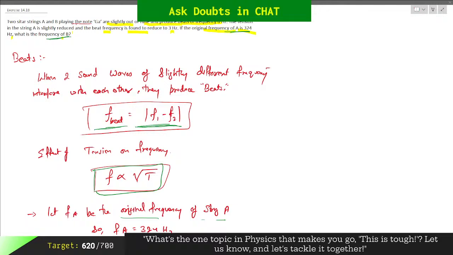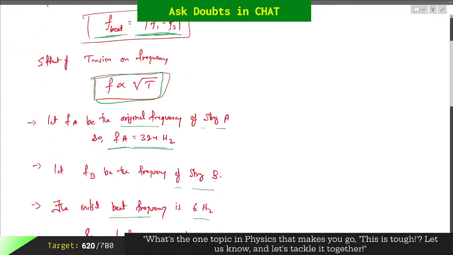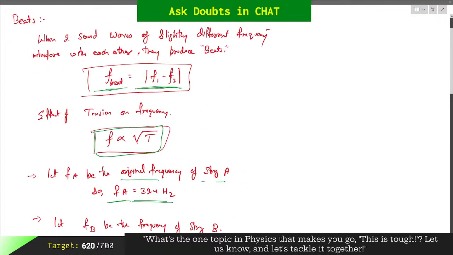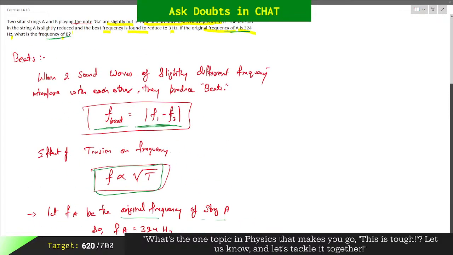So it says that the difference in their frequency is 6 Hz initially, and in the second case, the tension in the string A is slightly reduced, so the beat frequency also changes to 3 Hz. So we have to find out the original frequency of B. So we have two unknowns over here, and we have two equations. So let us approach this problem.